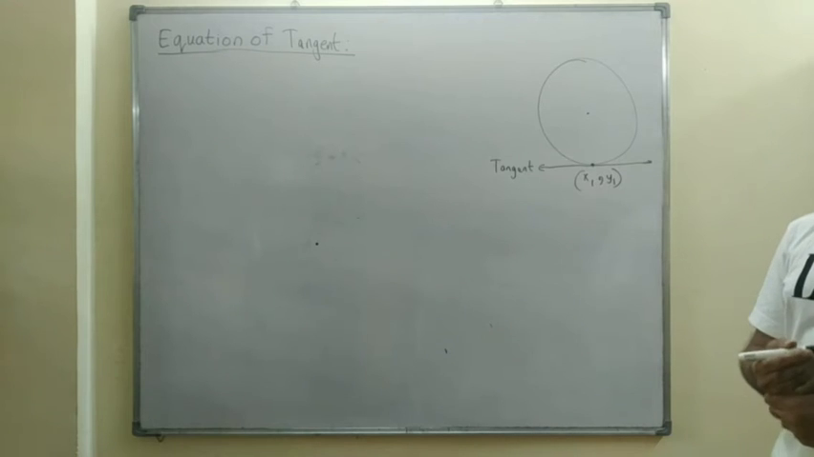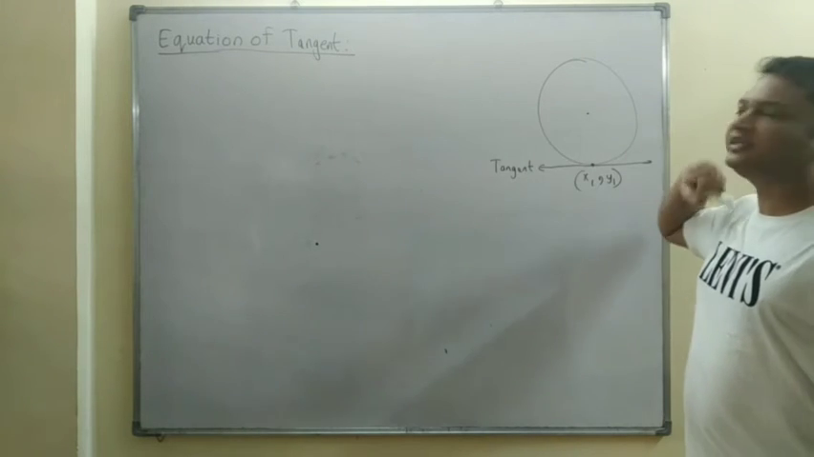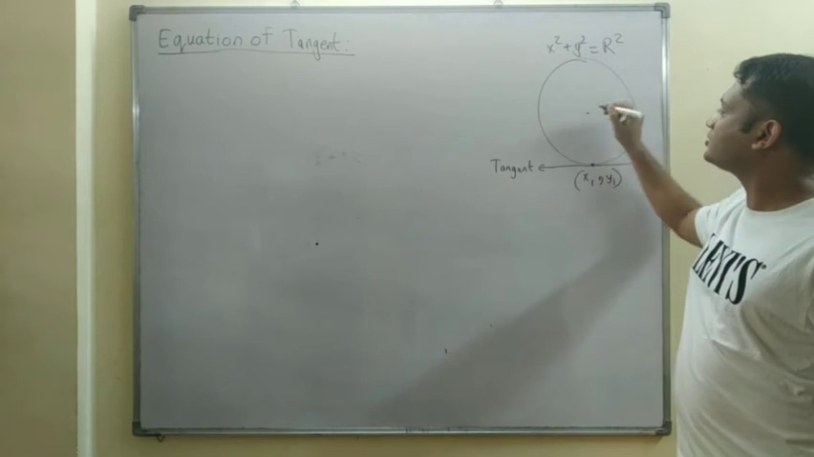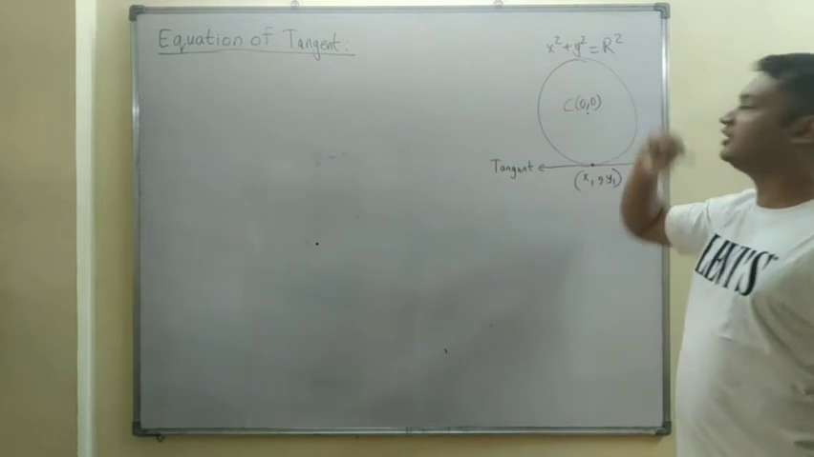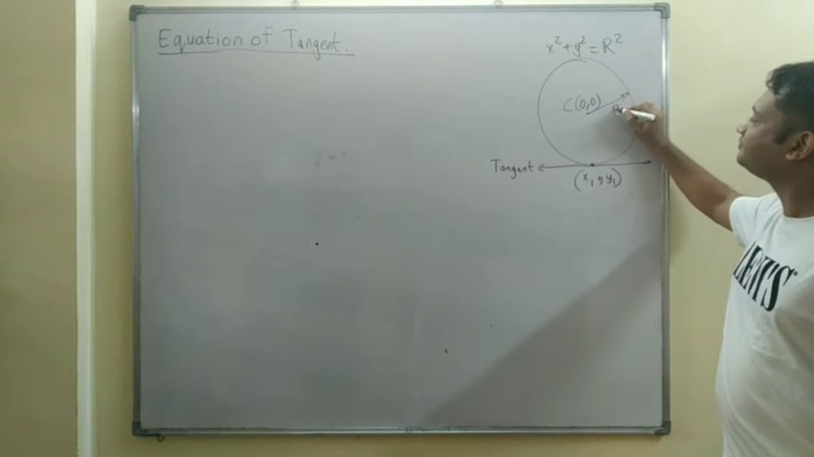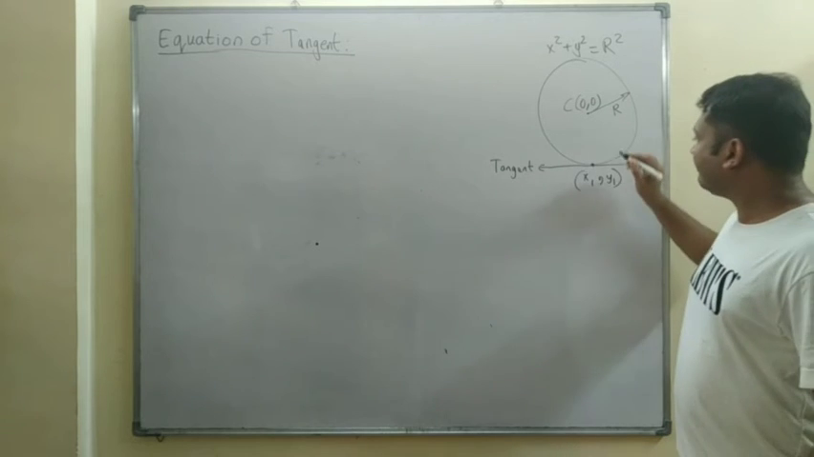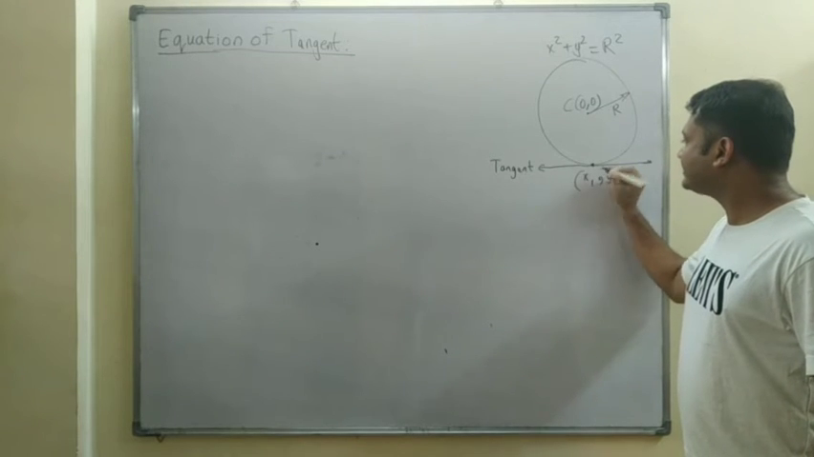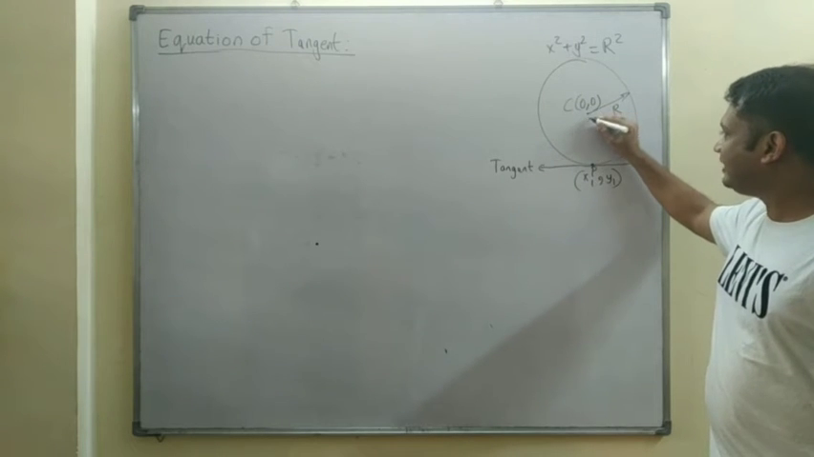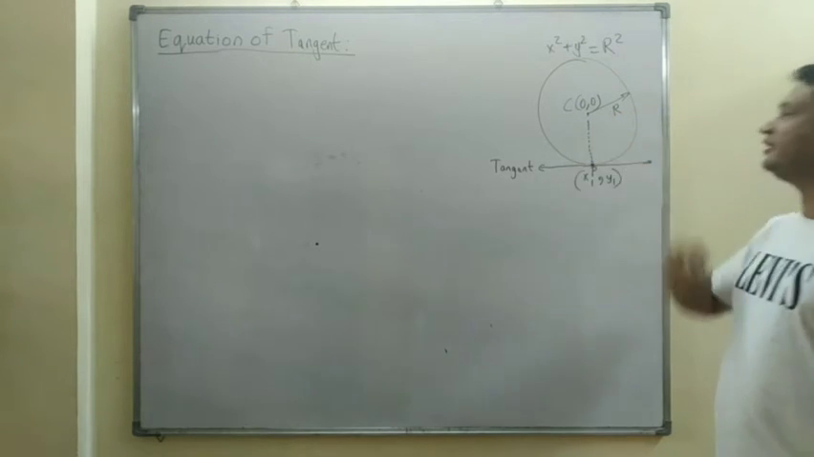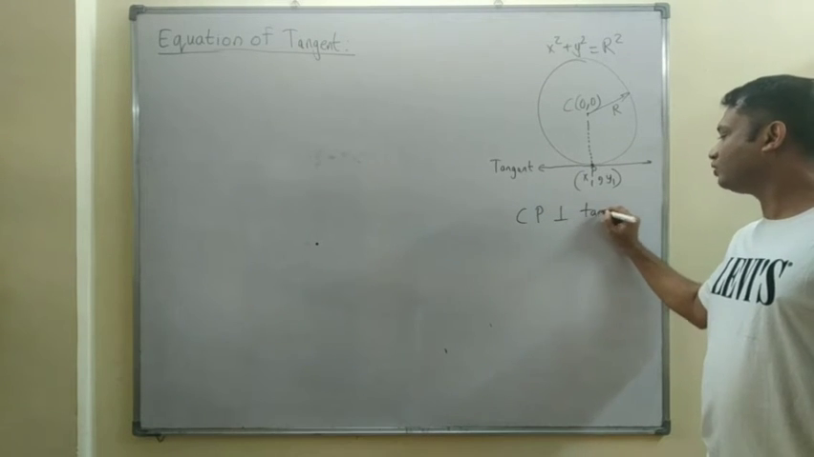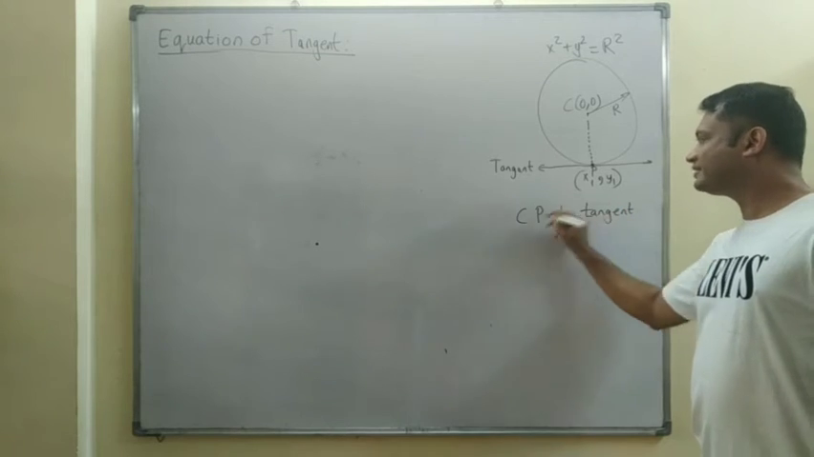Now, to derive the equation of tangent, let us consider the equation of circle in standard form. x square plus y square is r square. So this will be center of the circle, which is origin, and radius of the circle is, let us say, r. Now, if you see carefully, I call this point as, let us say, P. So this CP will be perpendicular to the tangent. So I can say CP is perpendicular to the tangent, because CP is normal.